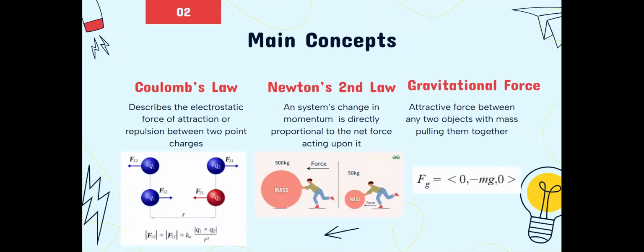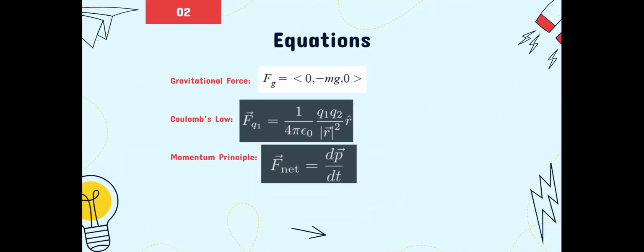Some main concepts that we'll use are Coulomb's law, which describes the electrostatic force of attraction or repulsion between two point charges; Newton's second law, which is when a system's change in momentum is directly proportional to the net force acting upon it; and gravitational force, which is the attractive force between any two objects with mass pulling them together. These are the equations that we'll use. We put these into GlowScript for gravitational force, Coulomb's law, and then the momentum principle. And all of these are going into our GlowScript code.